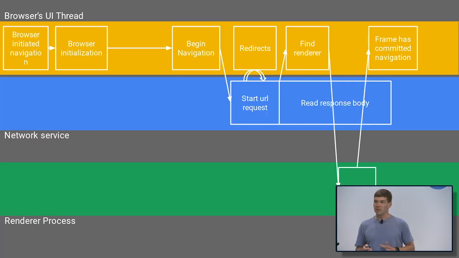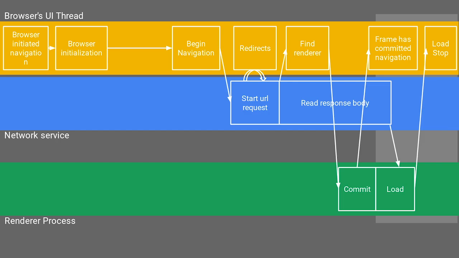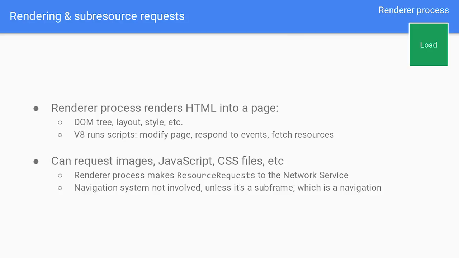But at this point, you're still not seeing any content. So the next step is for us to actually load the page. And at this point, we start streaming the response body into the renderer. The renderer is going to do a whole bunch of work. The life of a pixel talk went into all kinds of detail about what happens here. But basically, we need to go and construct the DOM tree, do layout, apply style sheets, run scripts. The renderer might need to request additional sub-resources like images and JavaScript files and CSS and so on.